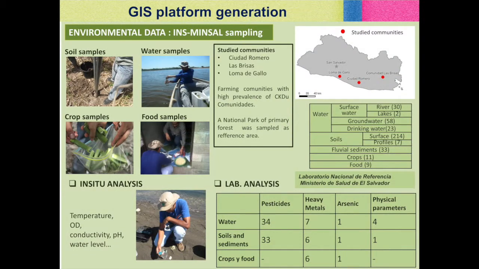Then, the National Institute of Health acquired new data through environmental sampling. Soil samples, water samples from rivers and from the drinking water network, and also sugarcane samples, corn samples and food samples were obtained. These samples were from several farming communities with high prevalence of CKD of non-traditional causes and from a reference area located in the National Park of Primary Forest. All these samples were analyzed by the National Reference Laboratory of the Ministry of Health, and some in-situ analyses were carried out by the sampling team.